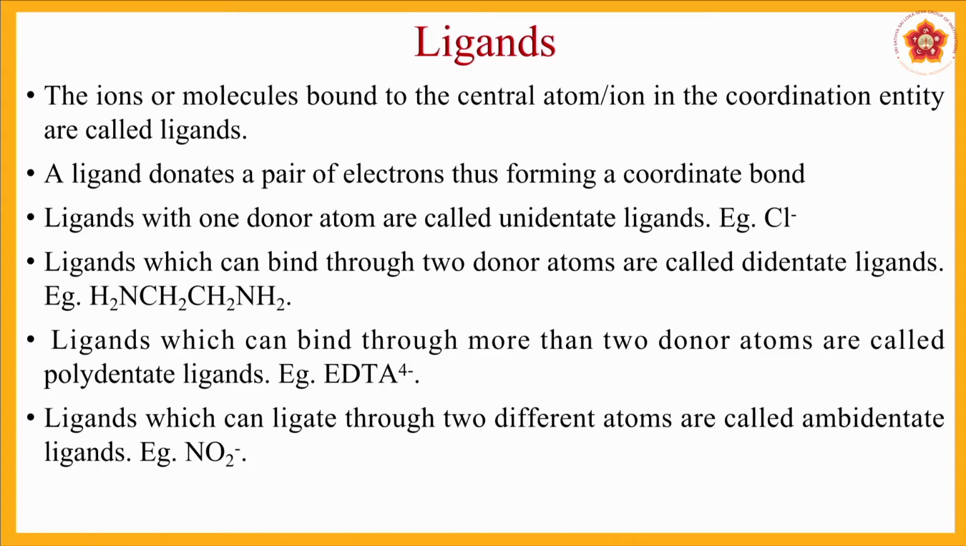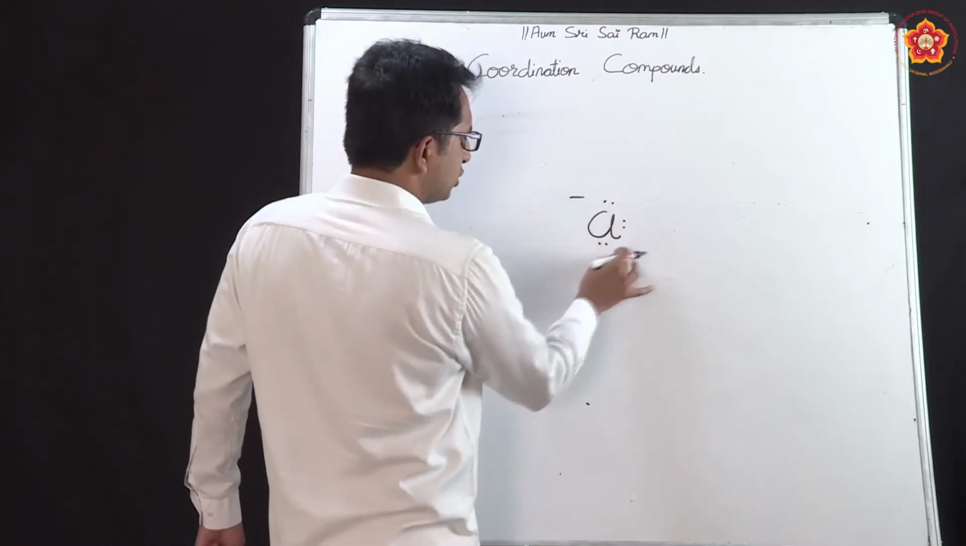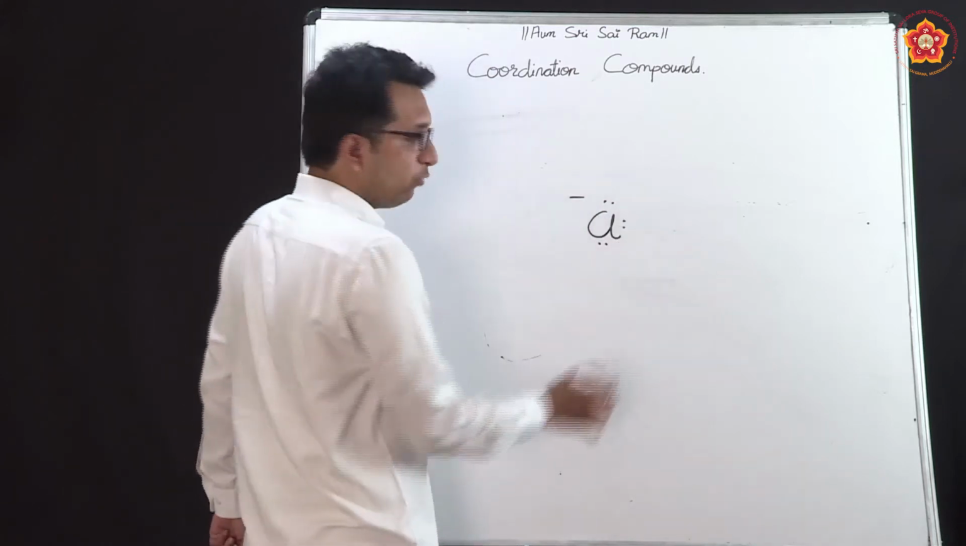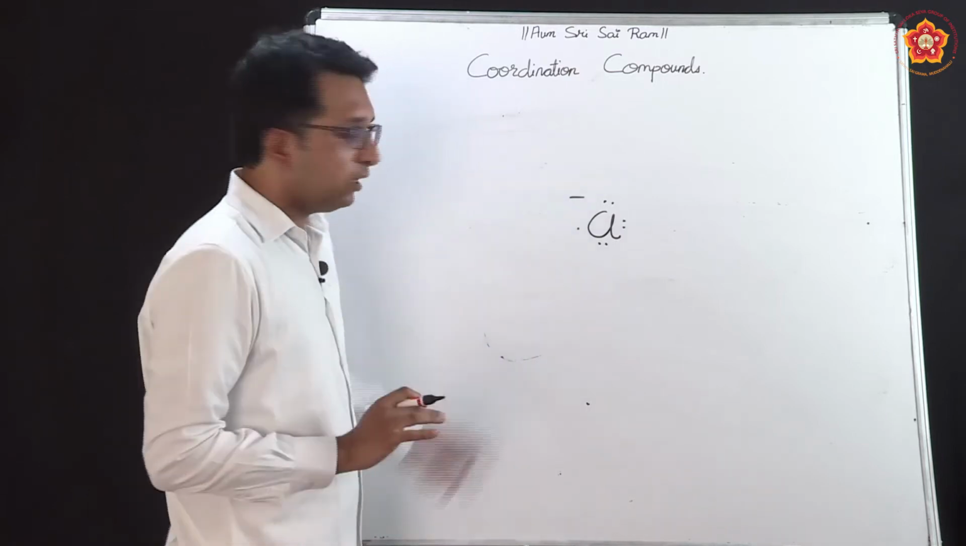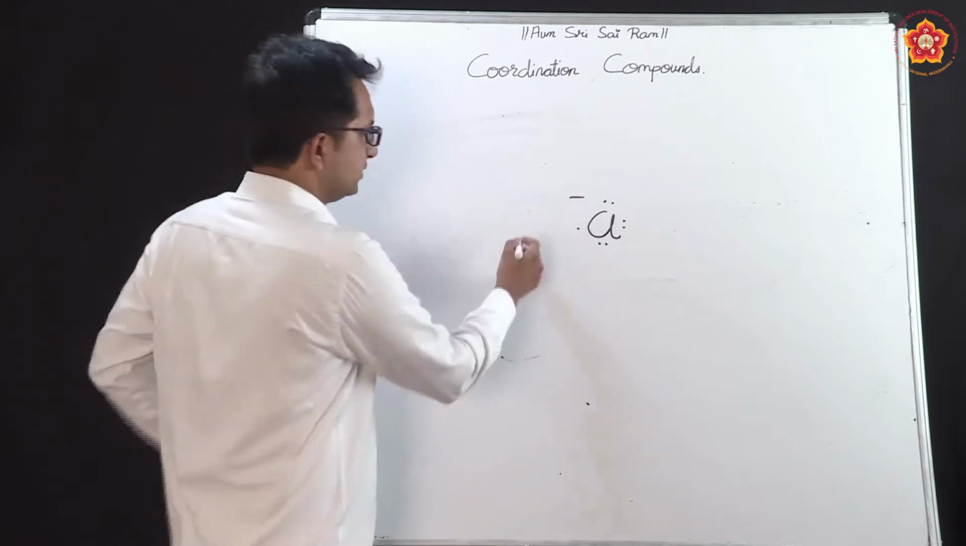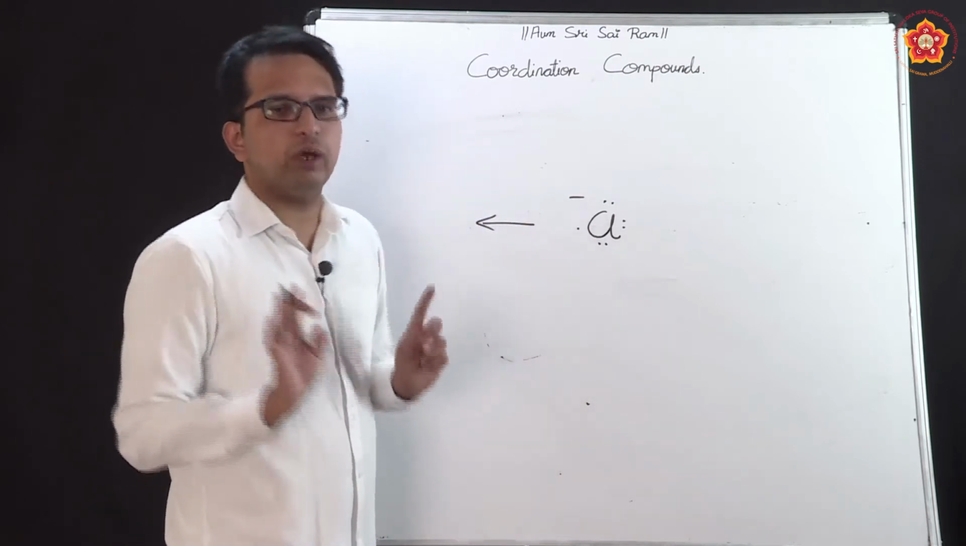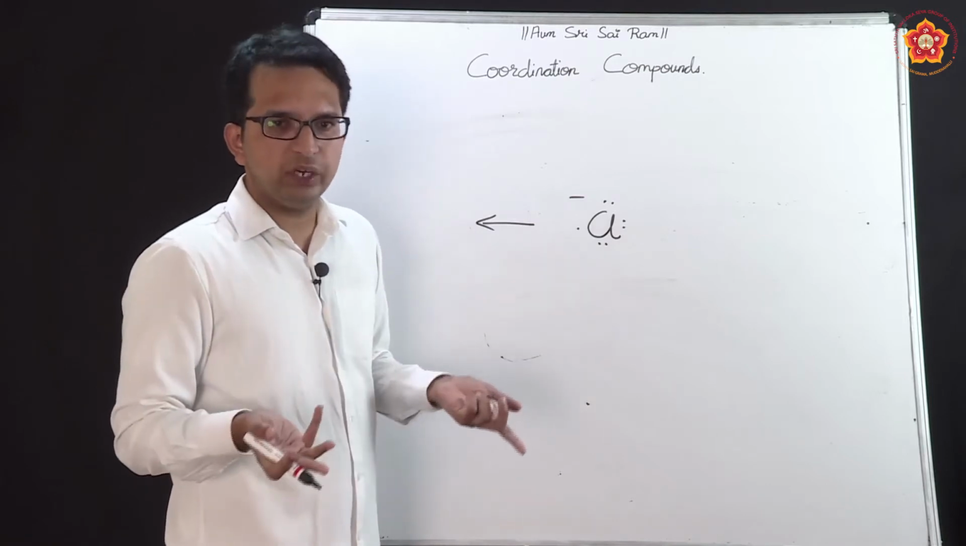So, what are unidentate ligands? Suppose a system is there, for example Cl minus. I already told that Cl will have 3 lone pairs of electrons and 1 electron which is outside, the 7th electron and this excess electron, these two will act as a donating system. So, because one Cl can give just 1 lone pair of electrons, it is called unidentate.